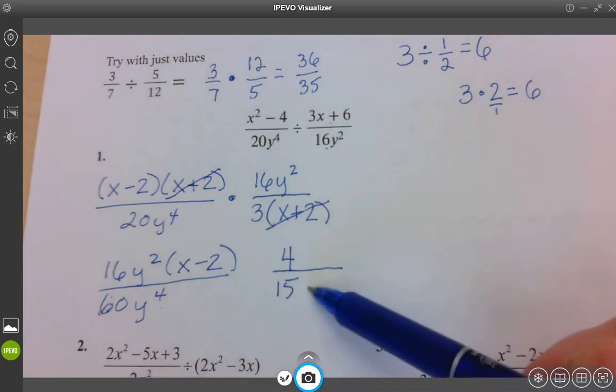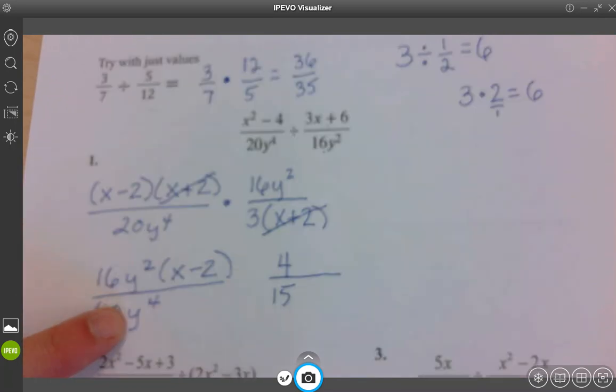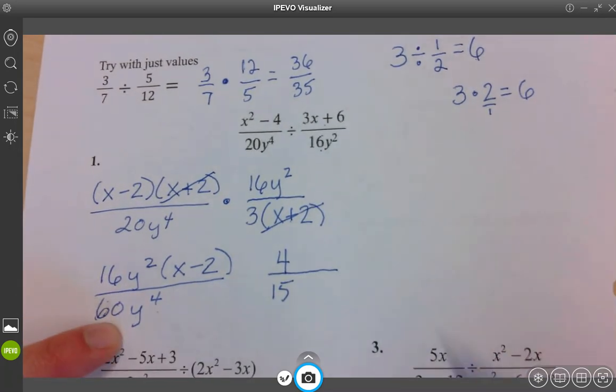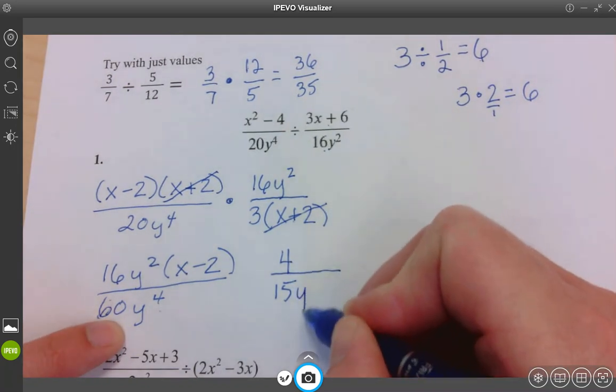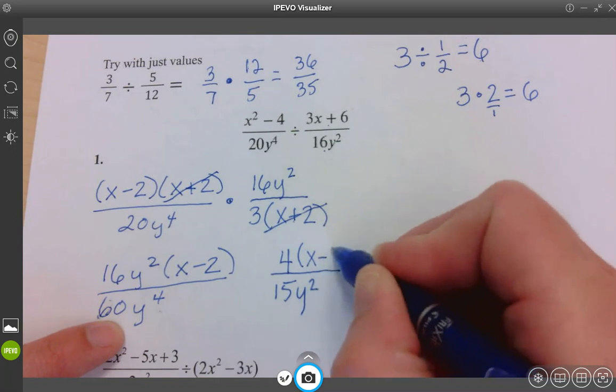Does it end up on the top or the bottom? Bottom. Yeah, it's on the bottom because we have more y's on the bottom. So when we cancel, the extras end up on the bottom. And then I still have an x minus 2 that hasn't gone anywhere.